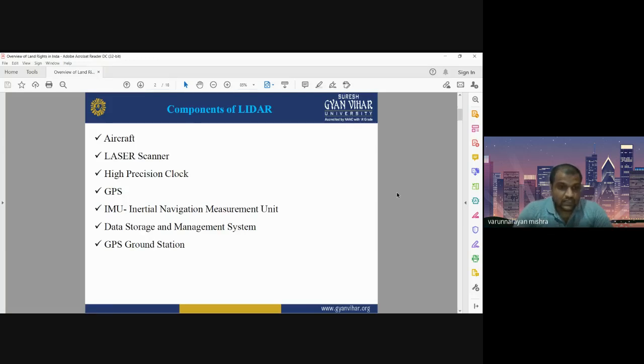And the last one is the GPS ground station. It is a kind of GPS system on the ground, and one GPS system is on the platform or the aircraft. So there is communication between the GPS installed on the aircraft and the GPS installed on the ground. So these are the basic components of LiDAR.